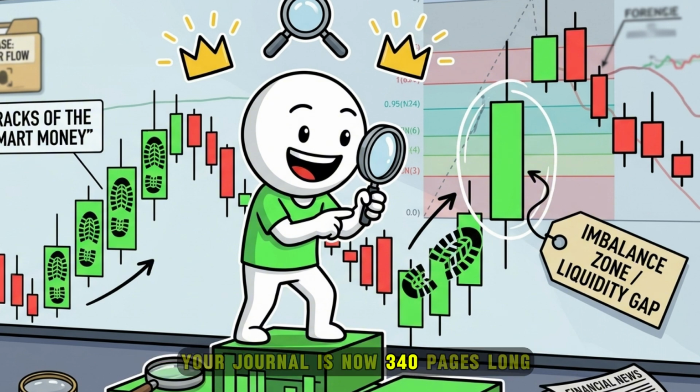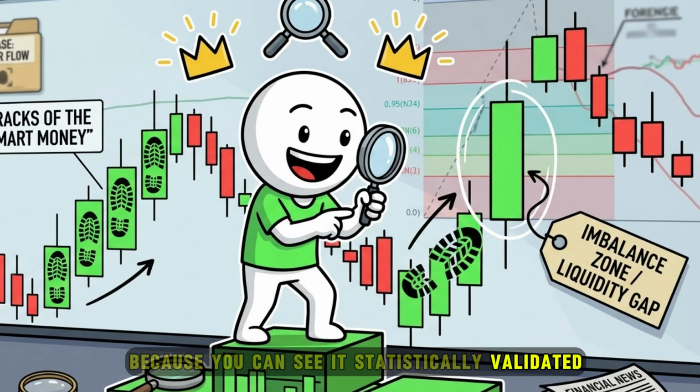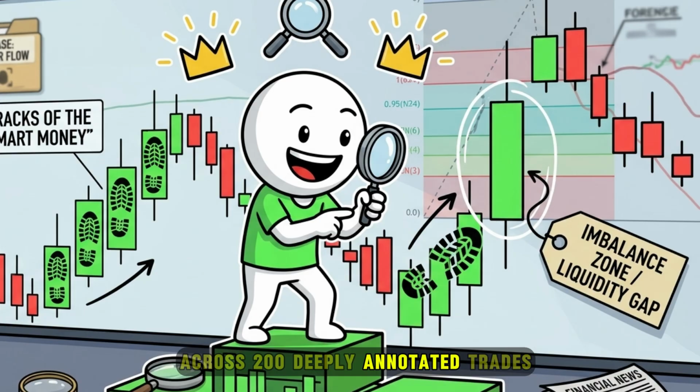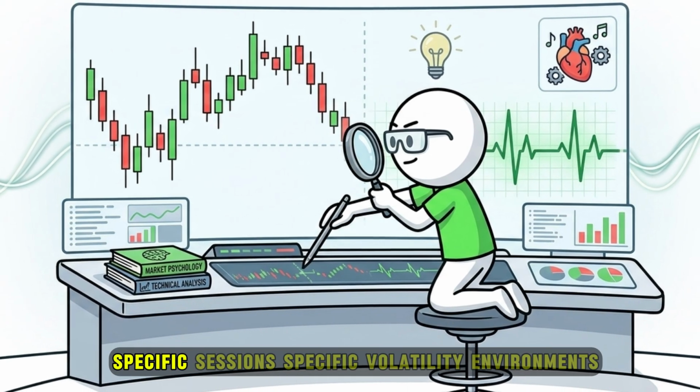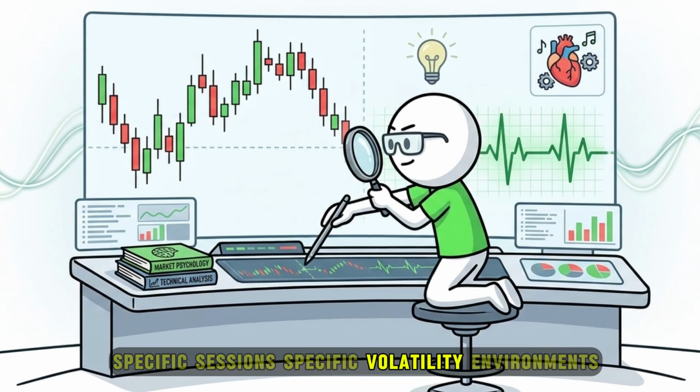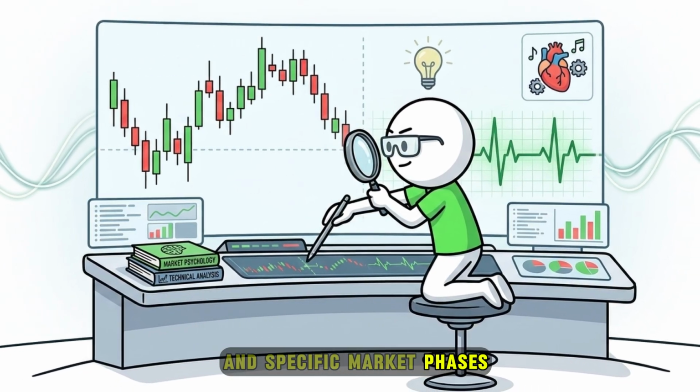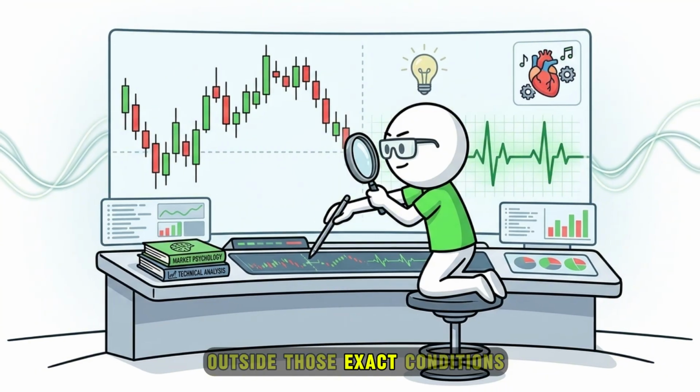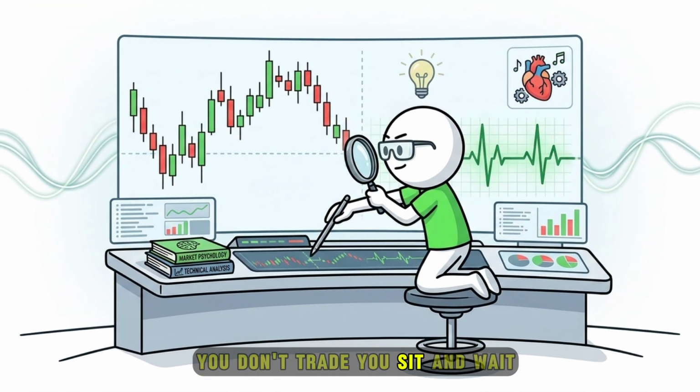Your journal is now 340 pages long, and you've reviewed it 3 times. You know your edge exists because you can see it statistically validated across 200 deeply annotated trades. You also know it only works in highly specific conditions, specific sessions, specific volatility environments, and specific market phases. Outside those exact conditions, you don't trade, you sit and wait.